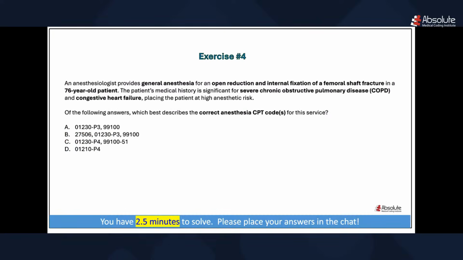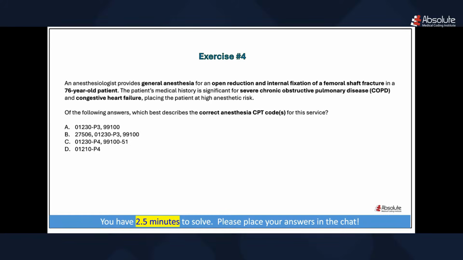Here we go. Of the following answers, which best describes the correct CPT anesthesia code for the service? Option A: 01230 with the P3 modifier and 99100. Option B: 27506, 01230 with the P3 modifier, 99100. Option C: 01230 P4 and 99100 with the 51 modifier. Option D: 01210 with the P4 modifier.